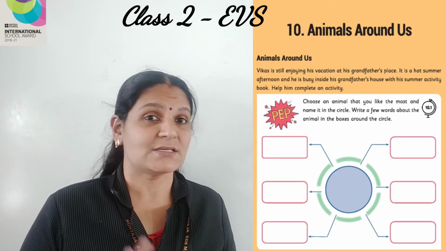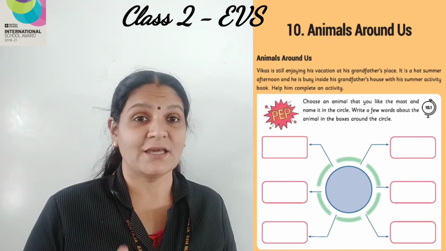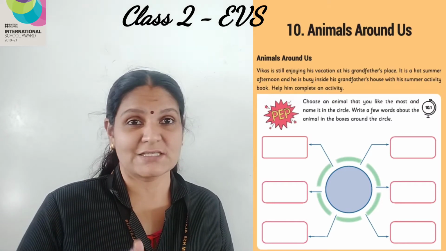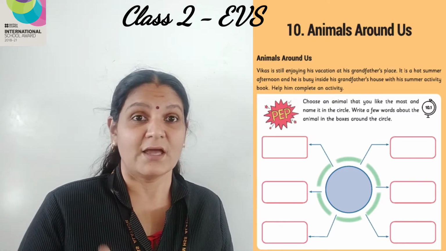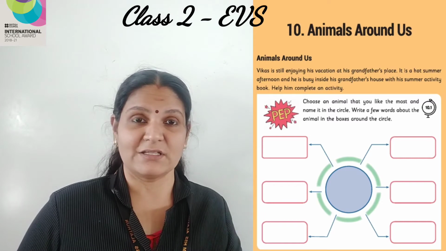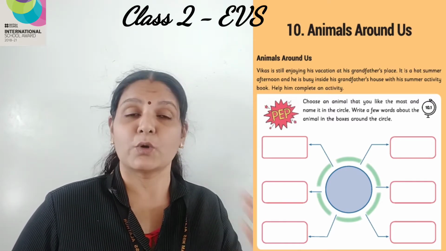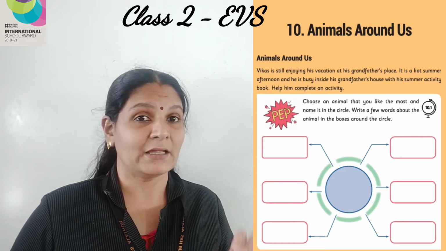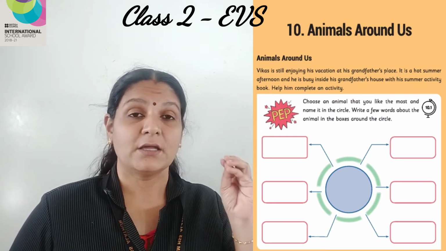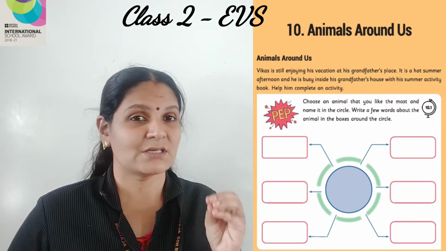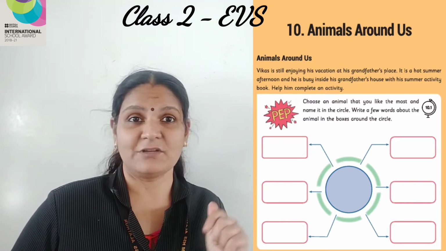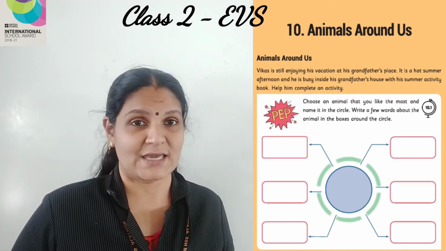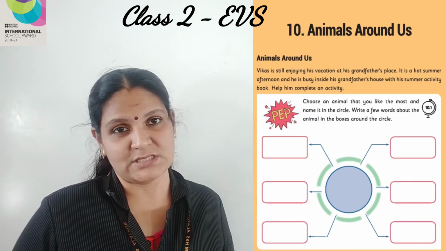So Vikas is still on his vacation and he is in his grandfather's place. In the last chapter, we discussed Vikas' vacation. Vikas is still in his grandfather's place. He went to see the farm and saw many plants. So he is still at his grandfather's house, and it is a hot summer day and in the afternoon he is doing some activity in his activity book. So one such activity is given to us as a pep activity. We will see what it is.